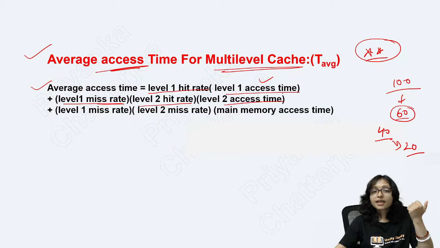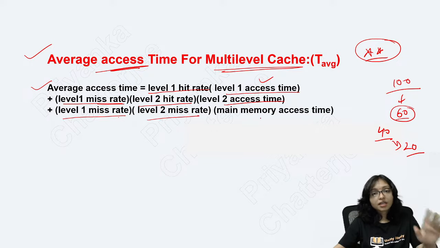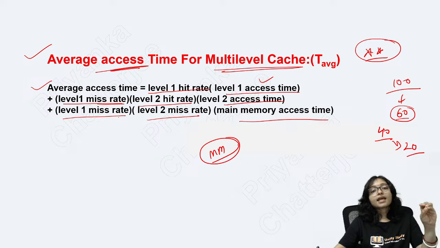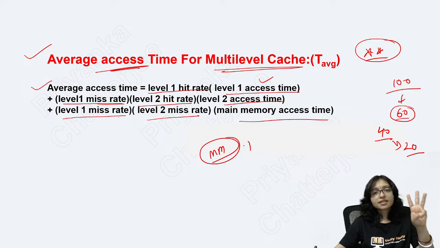Then hit rate times access time. Then finally, I will go to the last level, that is level 1 miss rate times level 2 miss rate multiplied by main memory access time. And always in the last level, that is main memory, the hit rate will be 1, because it will obviously be there. It may not be in level 1, it's okay. It may not be in level 2, that is also possible, but definitely it should be in the last level, that is main memory. And always that hit ratio will be 1. So this is your formula.